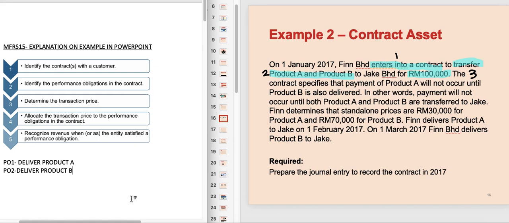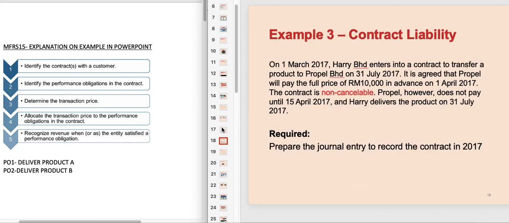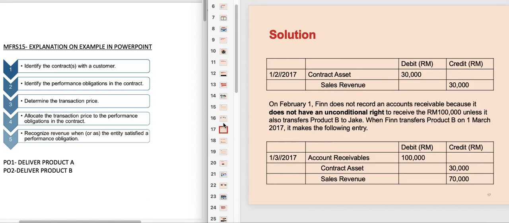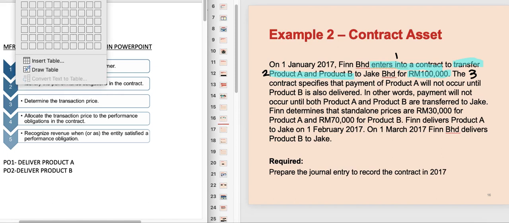Okay, so when you have two PO, you need to do step 4, that is to allocate the transaction price to the performance obligation. Alright, so how do you do that? Maybe we can see in the next slide. Okay, I'll show it here. So why don't we insert a table?